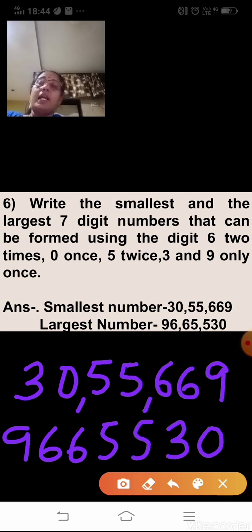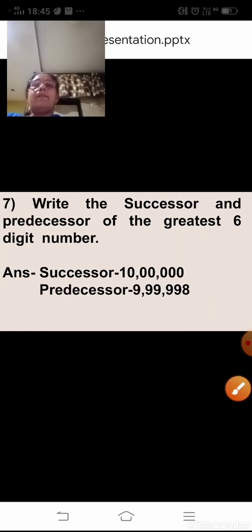Why? Because if we write 0 at the first place, it will become a 6-digit number. Here you can write 0 at the last place. From 0 and 3, 3 is the largest number, so you write 3 first and then 0. Now place the commas here after every 2-digit number, and this number is read as 96,65,530. So understood how to form the smallest and the largest number? Yes. Coming to the next sum.